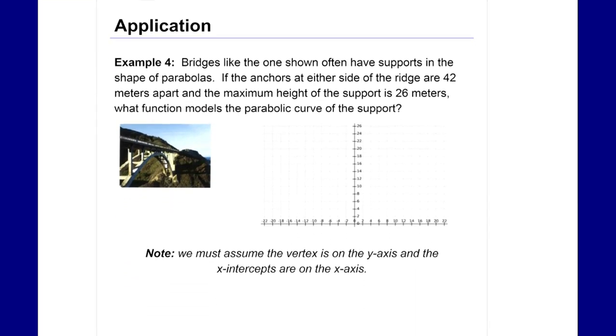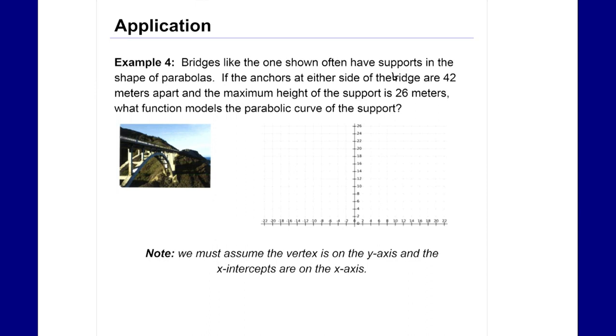One application question. Bridges like the one shown often have supports in the shape of parabolas. So we have our line, our bridge, and then we have our parabola supporting it underneath. If the anchors at either side of the bridge are 42 meters apart and the maximum height of the support is 26 meters, what function models the parabolic curve of the support?